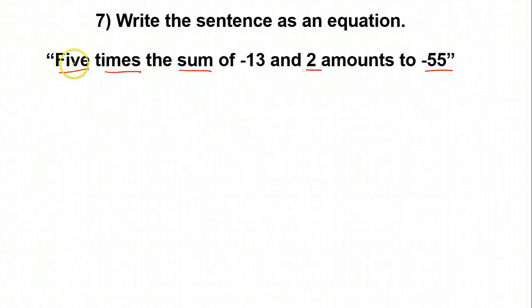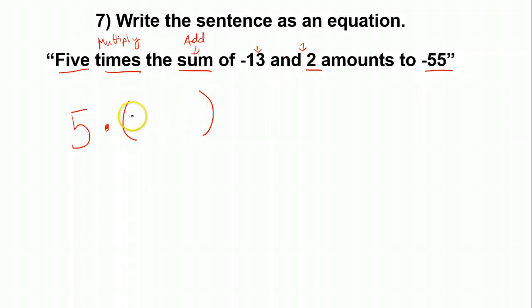Okay. So first thing I want to do is say, okay, 5 times. Well, times just means multiply, right? Now it says the sum. So I'm going to add these two numbers together. That's what sum means. It means to add. Times means to multiply. And we're going to be adding these two numbers. And the word amounts means equals. It's going to be negative 55.